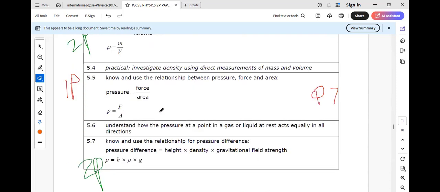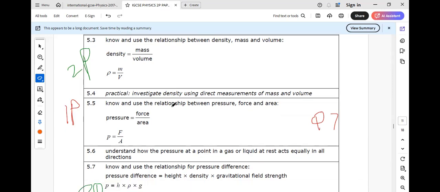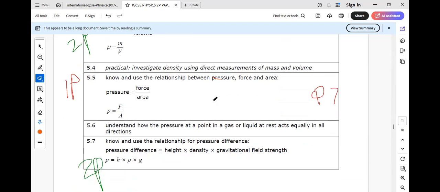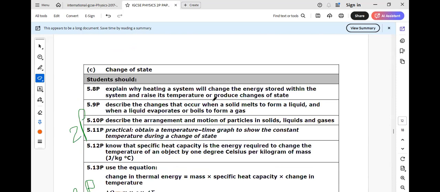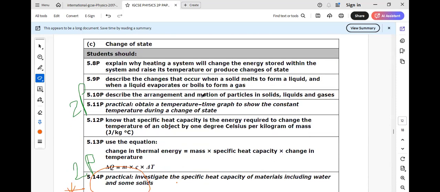Density, as well as pressure in liquids might be there, right? Pressure was there in paper 1, right? That was question 7. Okay, so you'll get one question from this area for sure, right?